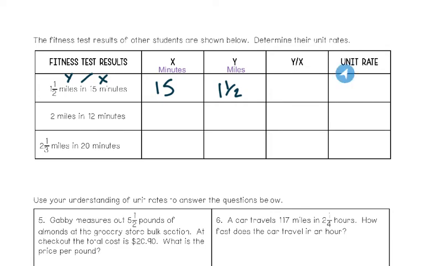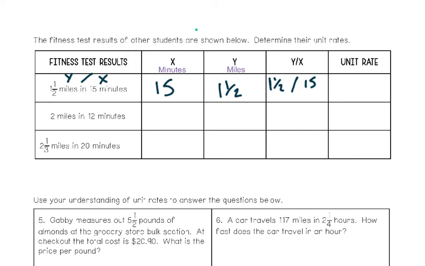Your y over x is your unit rate, but it's just going to work it out a little bit for you. So we're going to show our work in this box. So our y divided by x is 1.5 divided by 15, which was our x. So I have a mixed number divided by a whole number. To find my unit rate, I'm going to need to work that out, and I want to do it without a calculator. So go ahead and pull out a dry erase marker and board, or pull out a piece of paper and a pencil, because you're going to need to work this out by hand.